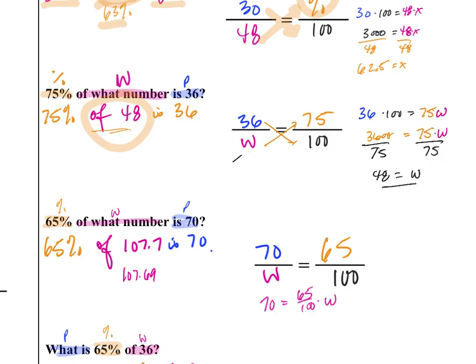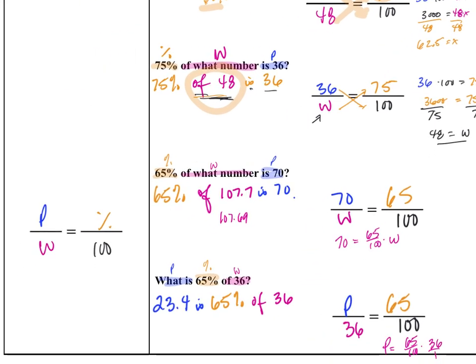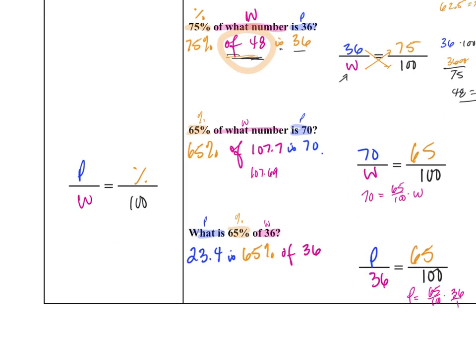So I go back and look, I was finding the whole. And so that means 75% of 48 is 36. Let me just remind you that what we said was that when we have the part, it's always attached to the word "is," and the whole is always attached to the word "of," and that's almost always, right?